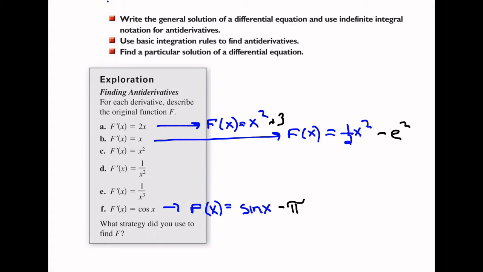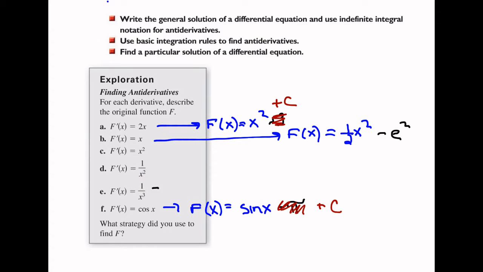So what we do in general is find what's called a general solution of a differential equation. And how we indicate that is every place that I put in a number that I just made up, we would make that a plus c. We would make this a plus c to indicate that capital F of x equals sine x plus any constant, which could also be negative, gives you cosine x.